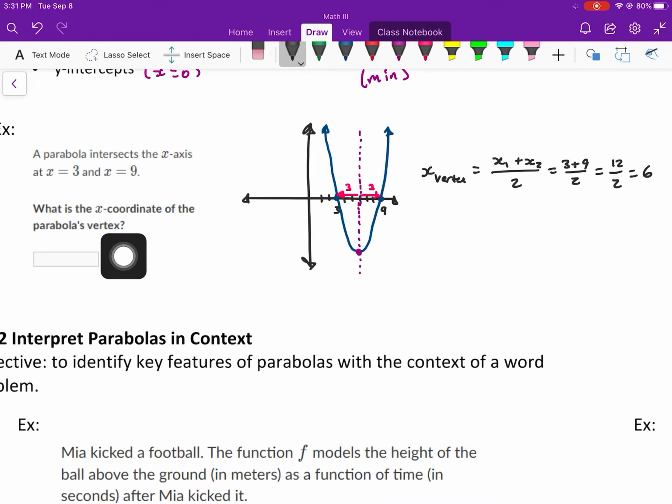So if you want the vertex from the two x-intercepts, you would just find the average of the two x-intercepts, and that would be your vertex, or at least the x-coordinate for the vertex.